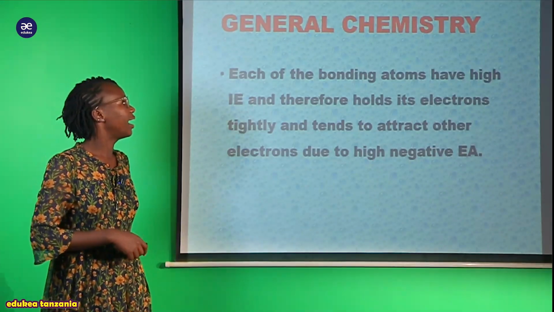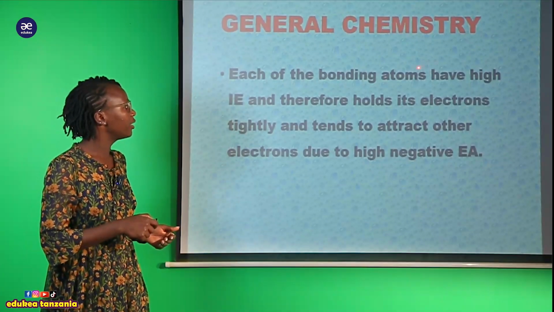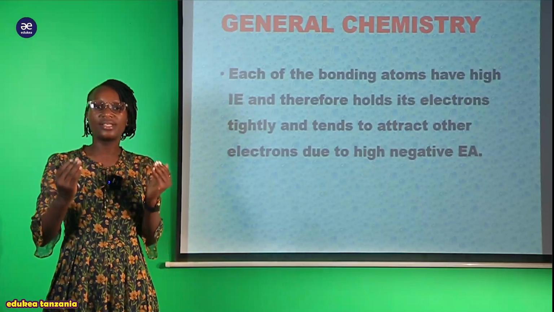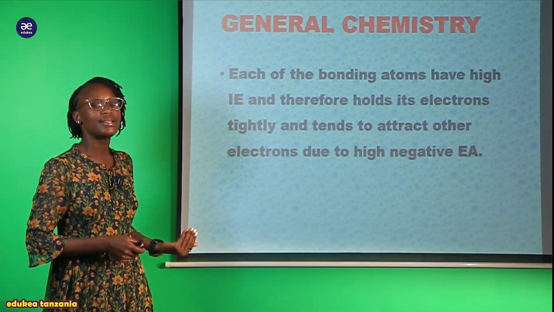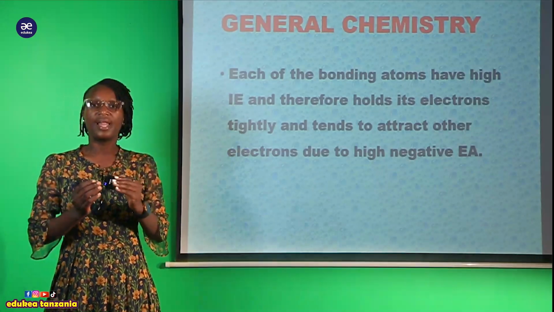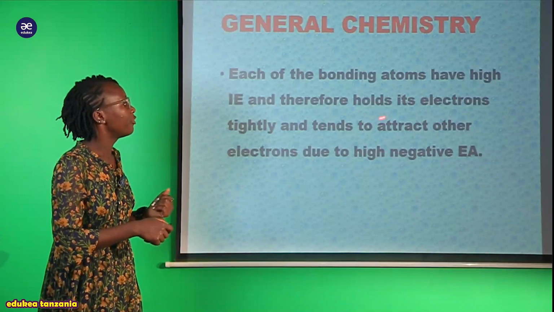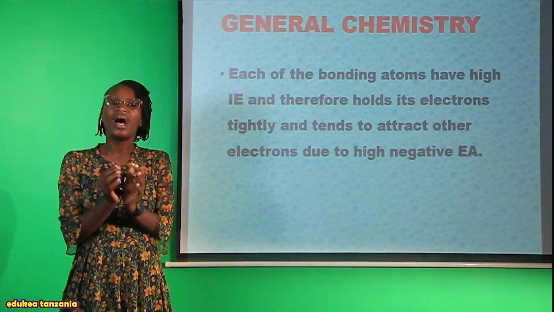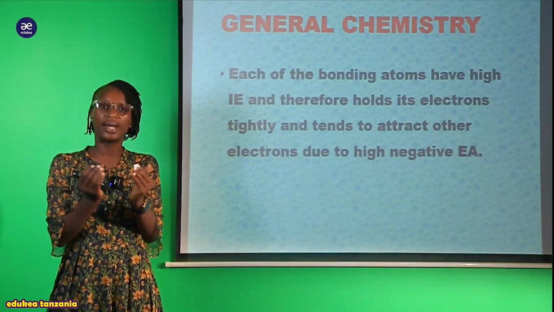So anasema kwamba katika hii covalent bond each of the bonding atoms has high IE, kwamba ile ionization energy is higher, but also it facilitates this holding of the electrons to be very close. Anasema kwamba therefore hold its electrons tightly, na maana zile electrons zinakuwa na uwezo wa kuwa packed together, yani zinakuwa zimeshikwa kwa karibu sana.